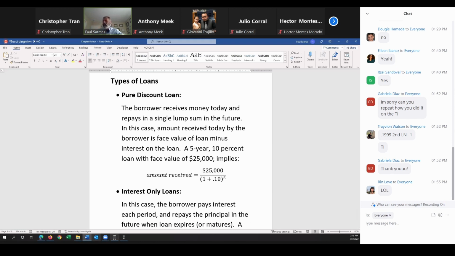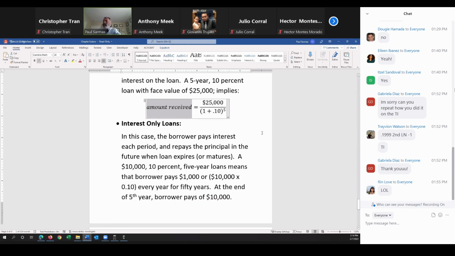At the end, when the loan expires, you will pay back the bank the amount that you receive because that's the amount you borrow. So the difference is, instead of waiting 5 years to pay the principal and interest, you pay the interest now, you pay the principal 5 years from now. But that means you end up receiving less money today. So that's a very, very expensive type of loan.